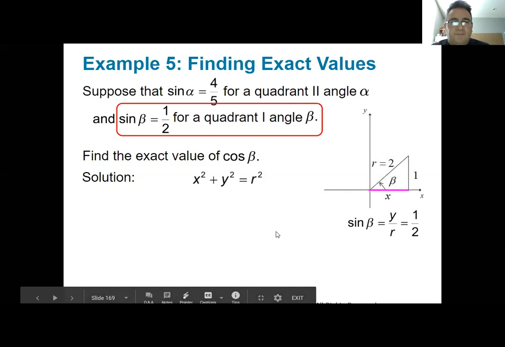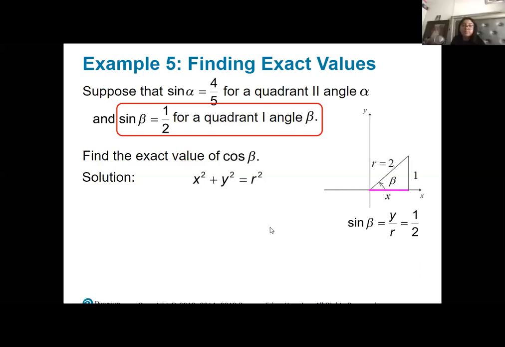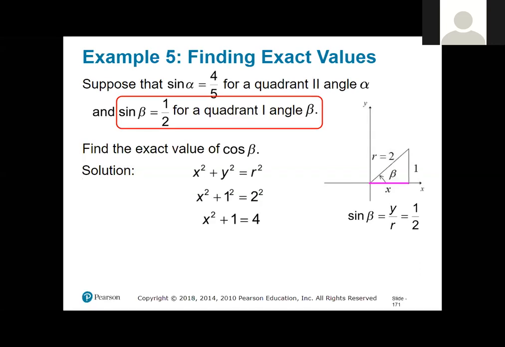Okay, so let's see what we got. Make sure that you've got the same things on here. We substitute y and r, and we get x squared plus 1 equals 4, subtract 1. We get x squared equals 3. So x is going to equal the square root of 3. So now we know the value for x.